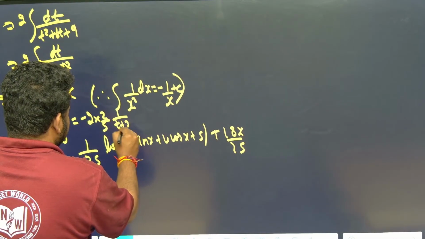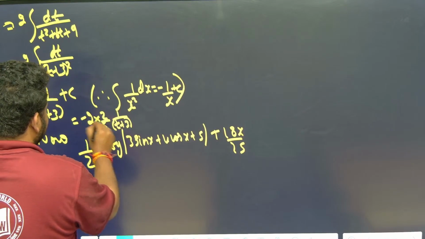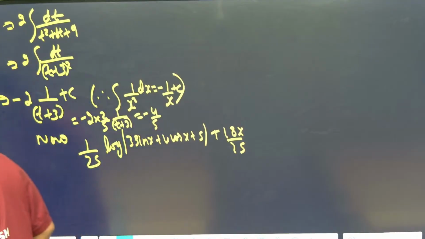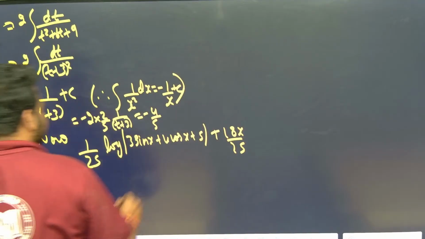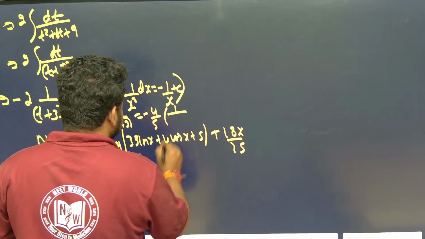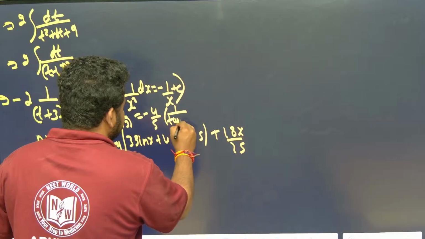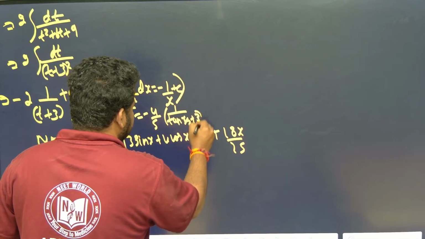T plus 3. So see here, what can I do? 2 into 2, so 2 into 2 will become minus 4 by 5, correct? This will become minus 4 by 5, and 1 by t plus 3. What is t? T is nothing but tan x by 2. So tan x by 2 plus 3. This is what I have finally.